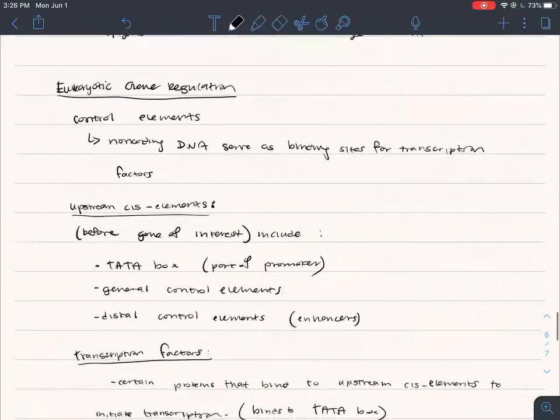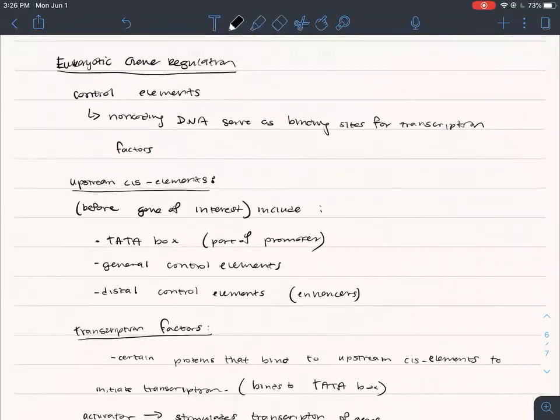So for eukaryotic gene regulation, there are two basic things that you want to keep an eye out for: control elements, which can also be tied to upstream cis elements, and transcription factors. Control elements are non-coding parts of the DNA that serve as binding sites for transcription factors. So if I had a gene here, we know that before the gene, upstream of it, we have something called a promoter. But before the promoter, there are also other things called upstream cis elements that help regulate the gene.